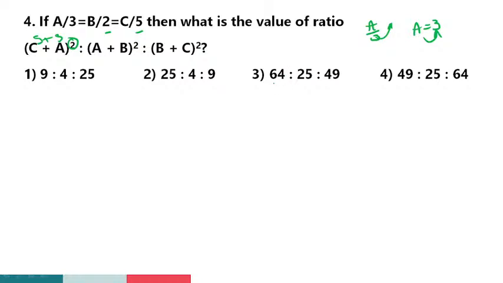Go through option verification. The starting number is 64, only one option has it. That's why option 3 is the right answer.